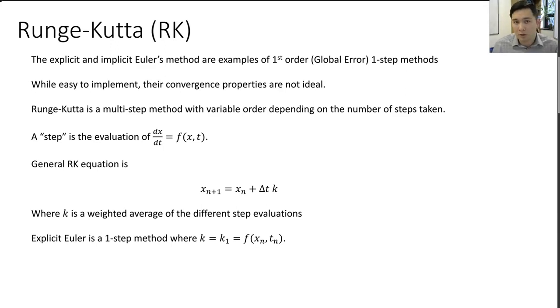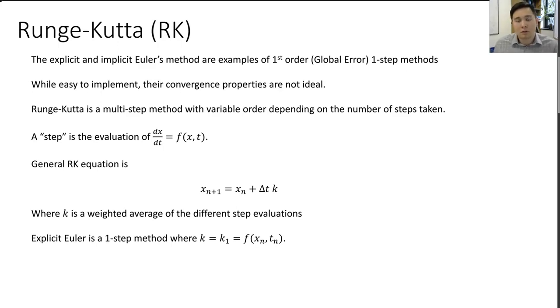The Runge-Kutta family of methods is a multi-step method with variable order depending on the number of steps taken. And so actually the explicit and implicit Euler methods are part of the family of the RK scheme, but they're only a one-step version. We're going to look at the multi-step version. So the general RK equation is simply xn plus 1 is equal to xn plus delta t times some slope approximation k. And so that k value is a weighted average of the different slope evaluations that we're going to make in our method.